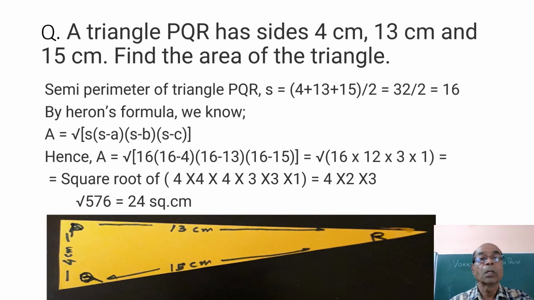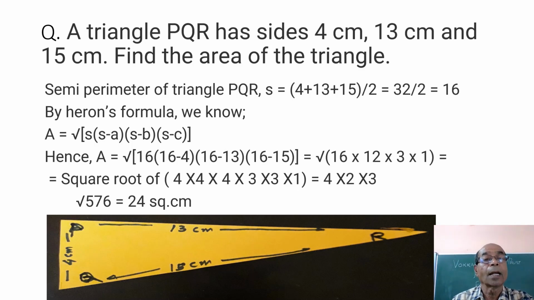Now take a look at the triangle PQR where the sides are 4 centimeter, 13 centimeter and 15 centimeter. So what is the semi-perimeter of this PQR? S is equal to 4 plus 13 plus 15 divided by 2, which is equal to 16 centimeter. The semi-perimeter is 16 centimeter. By Heron's formula, let us now find out the area of this triangle.